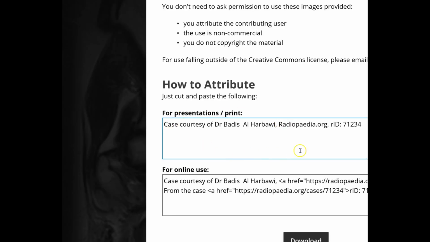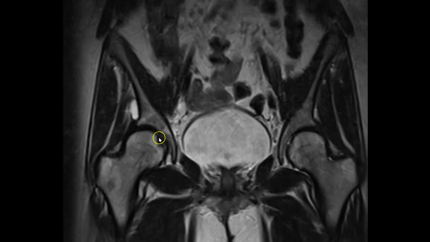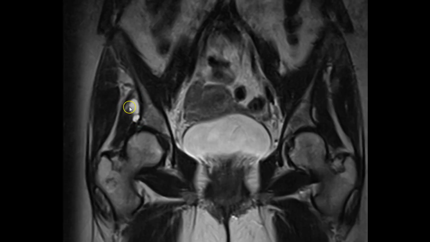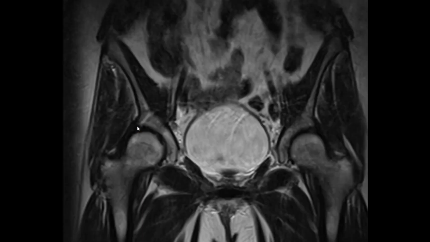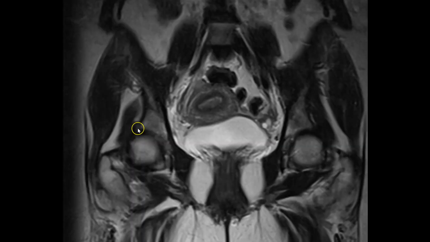Another case from Radiopaedia. We'll give credit here. Coronal T2 fat-suppressed image of the pelvis, right hip, left hip. We'll scroll through the right hip. And you appreciate again a cyst coming from a region of heterogeneity within the acetabular labrum. These paralabral cysts are common and they are clues that there's an underlying labral tear.